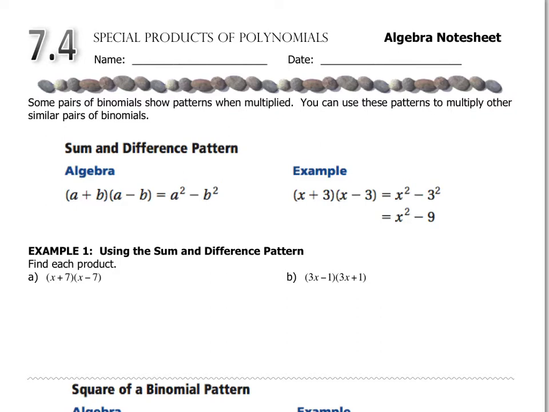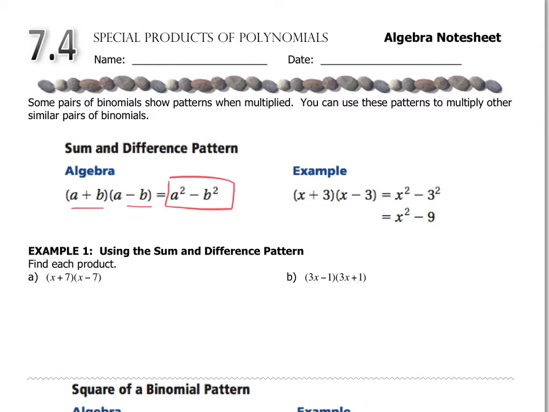So, first we have what we call the sum and the difference pattern. What this basically means is that when I have two binomials where one is a plus b, and we are multiplying it by a minus b, we can simply, without having to do the FOIL or make the box, make the pattern a squared minus b squared.